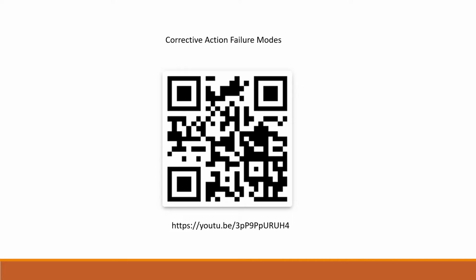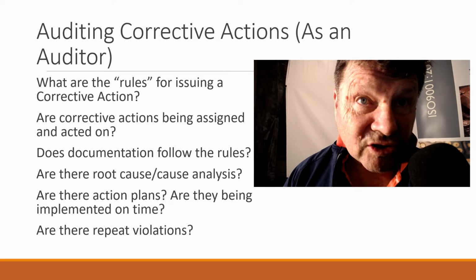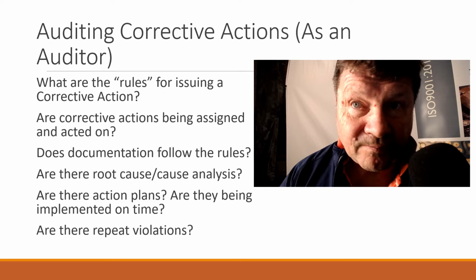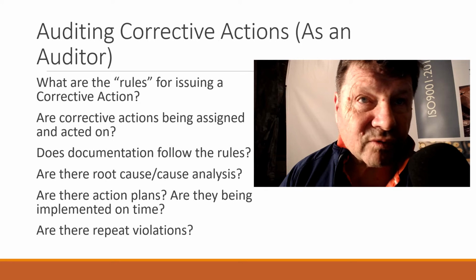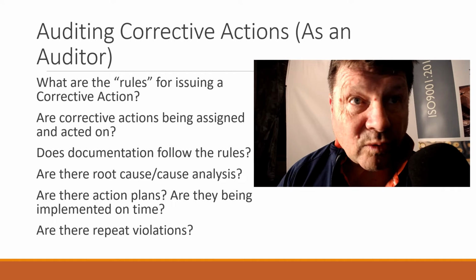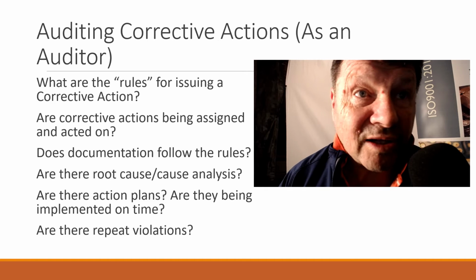And I think this is the last video we're going to do. It's about corrective action failure modes. It's about ways the corrective action system can go wrong, and it's worth taking a look at. So here's how I audit the corrective action system as an auditor. First question I ask is, what are the rules for issuing a corrective action? Are you required to issue one for a customer complaint? Are you required to issue one for a lot of customer complaints? Are you required to issue one for a nonconformity on an external audit? Are you required to issue one for a nonconformity on an internal audit? I'd look at all those rules and find out if that's being done somehow.